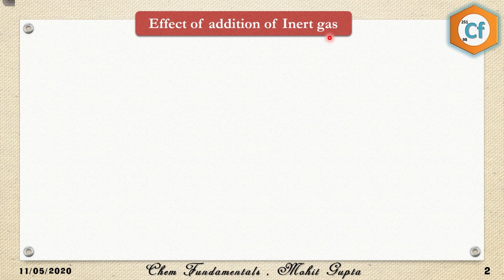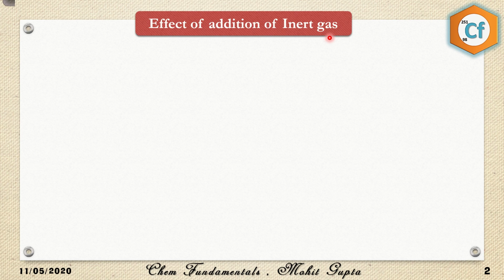So first of all, we'll be talking about the effect of addition of inert gas. So we know what inert gases are. Inert gases are the gases that do not react at room temperature. All the noble gases are considered inert gases: helium, neon, argon and so on. Along with that, nitrogen, which forms N2 gas with a triple bond that has very high dissociation energy, does not react even at high temperature. So these are the inert gases.